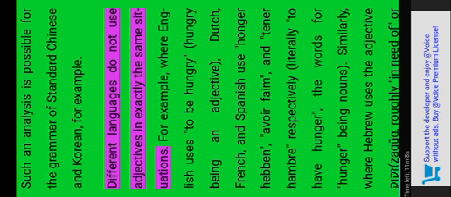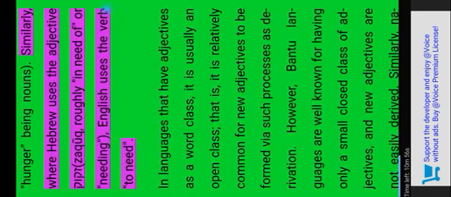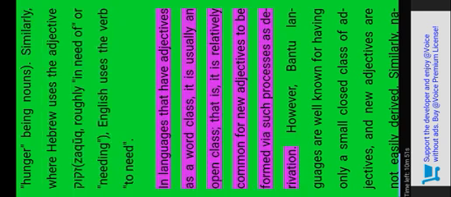Different languages do not use adjectives in exactly the same situations. For example, where English uses "to be hungry," hungry being an adjective, Dutch, French, and Spanish use "honger hebben," "avoir faim," and "tener hambre," respectively, literally "to have hunger," the words for hunger being nouns. Similarly, where Hebrew uses the adjective "zakuk," roughly "in need of" or "needing," English uses the verb "to need."